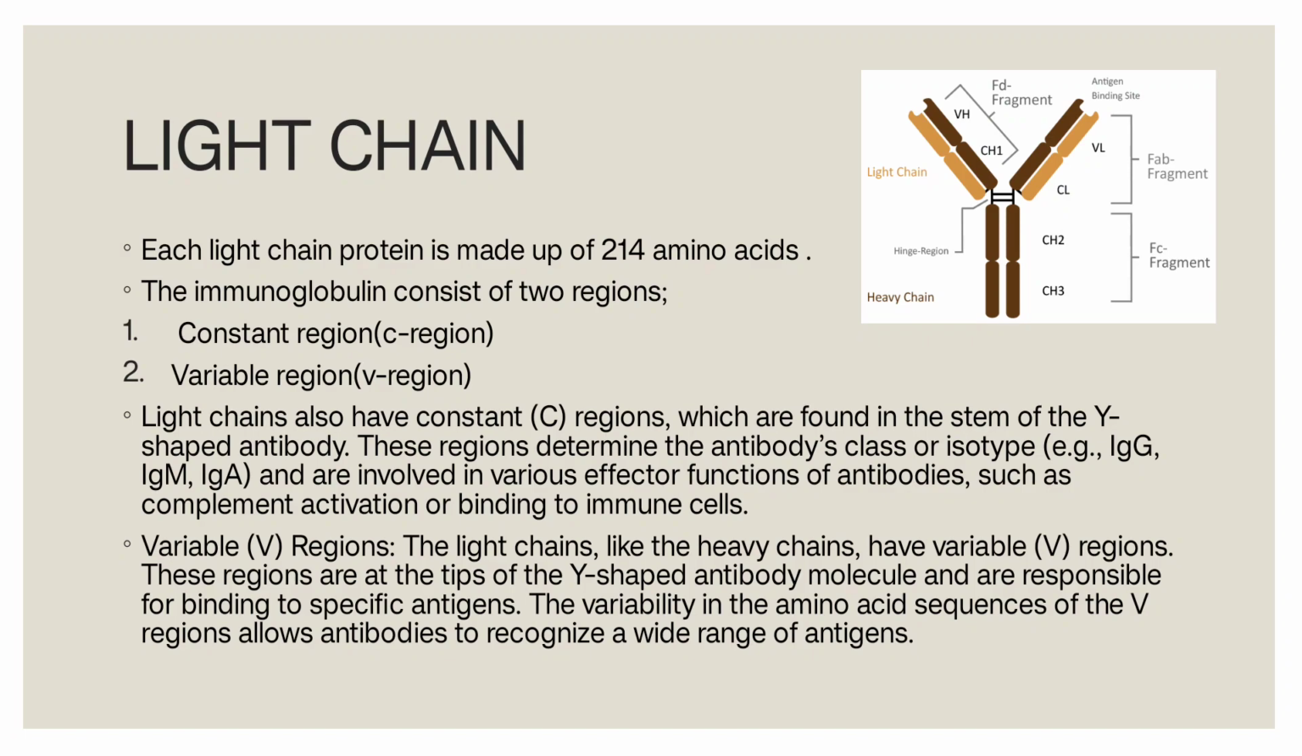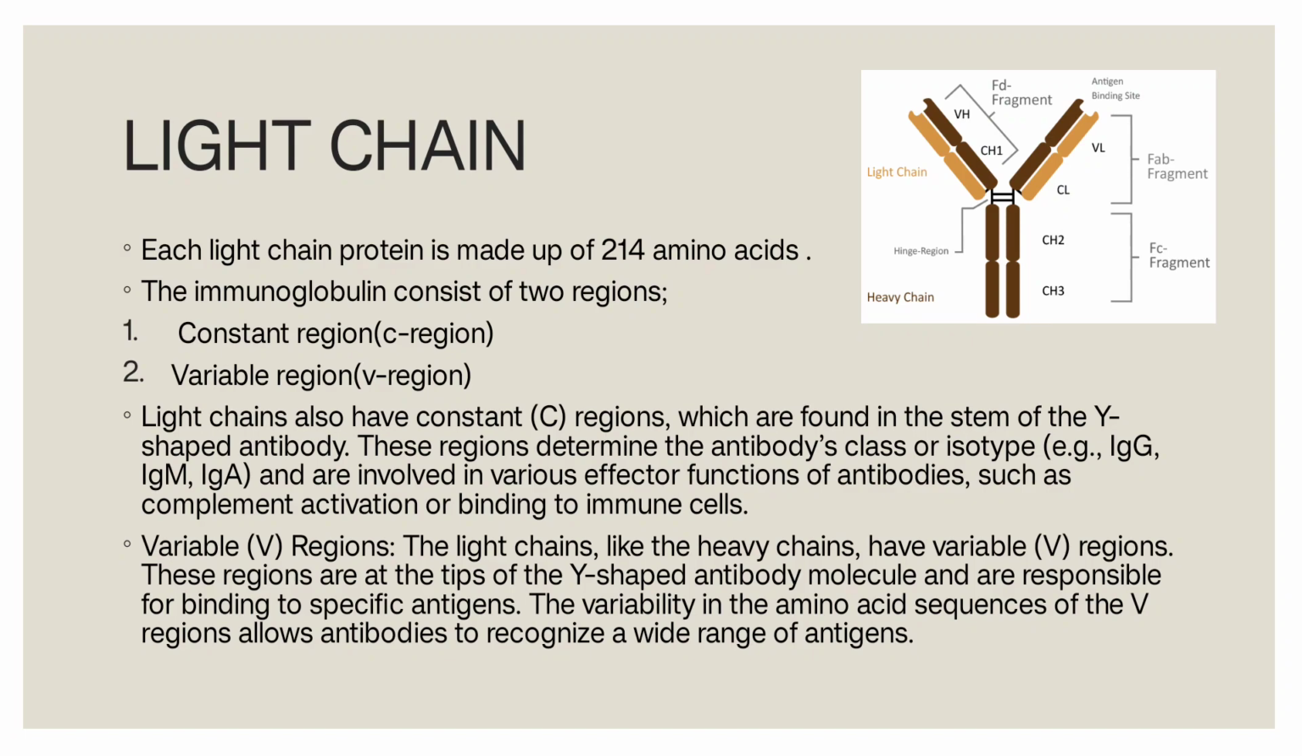Light chain also has a constant region, which is found in the stem of the Y-shaped antibody. This region determines the antibody's class or isotype and is involved in various effector functions of antibodies such as complement activation or binding to immune cells.